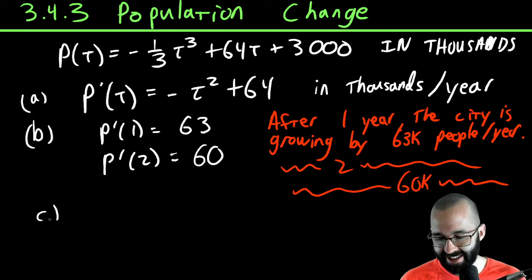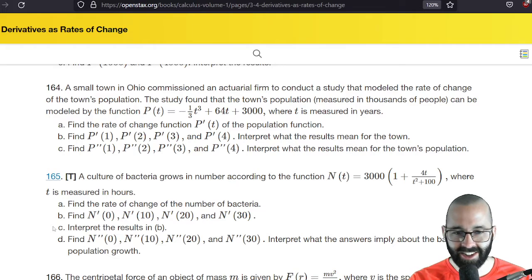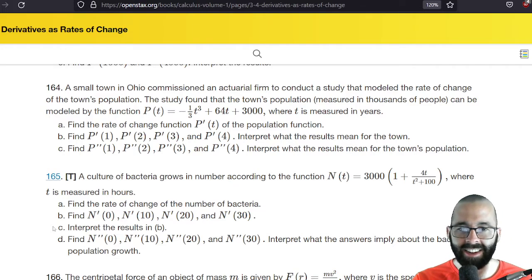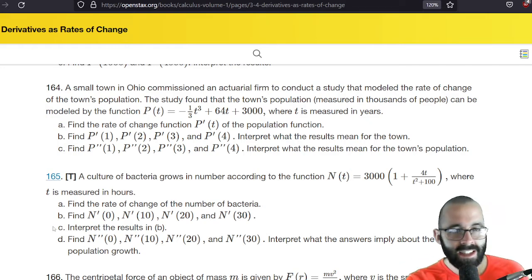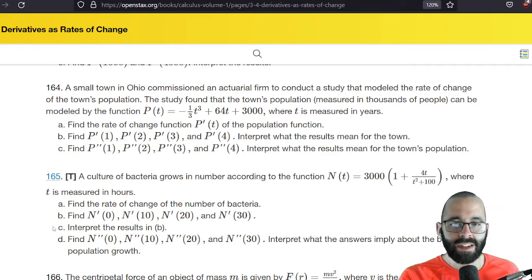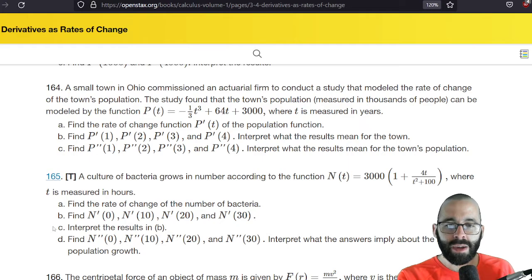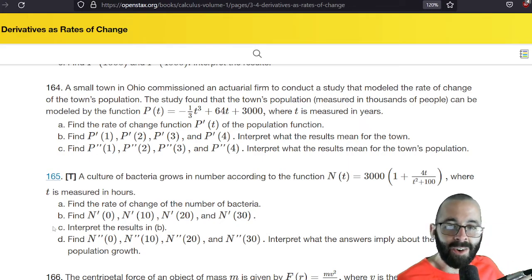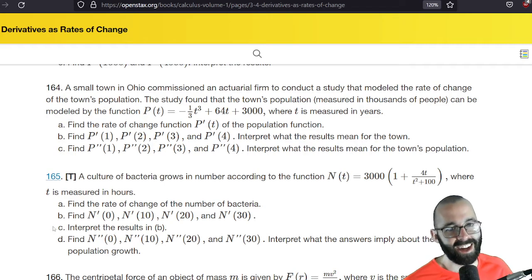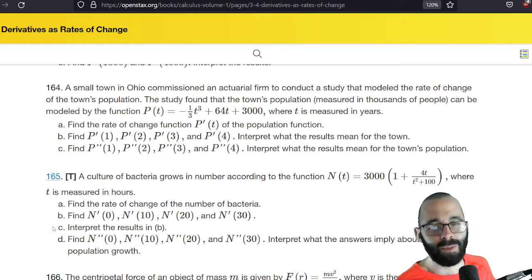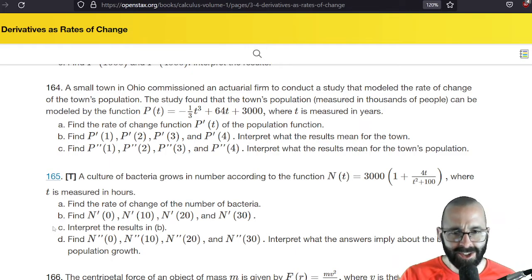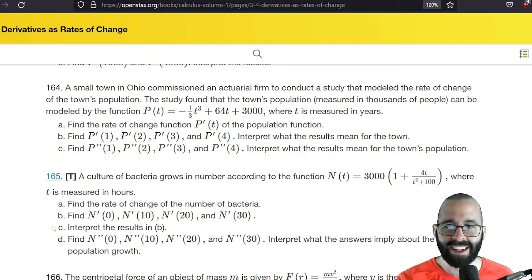Let's do part C. I understand it. The population's decreasing. The population growth is decreasing. Maybe eventually the population growth becomes negative. This study was conducted a few years ago, and now it's a small town. There used to be, look it up, there used to be a bunch of towns in Ohio with more than 3 million people, but now they're smaller. Look it up. Look, learn your Ohio history, everyone. I'm sure that's what happened.